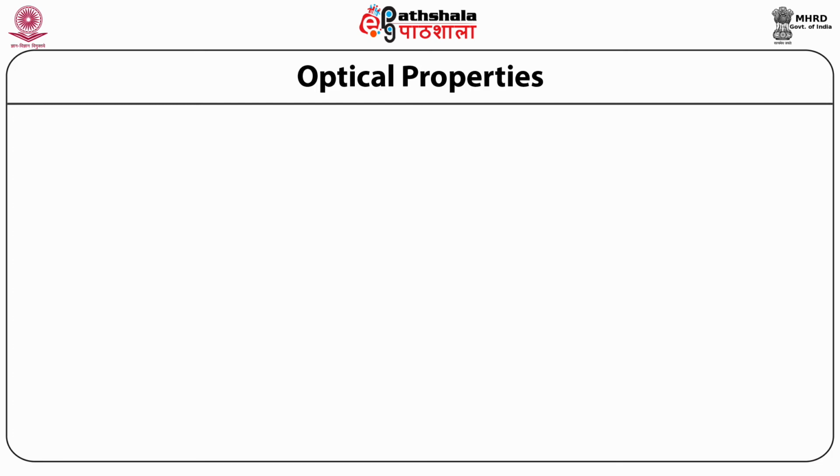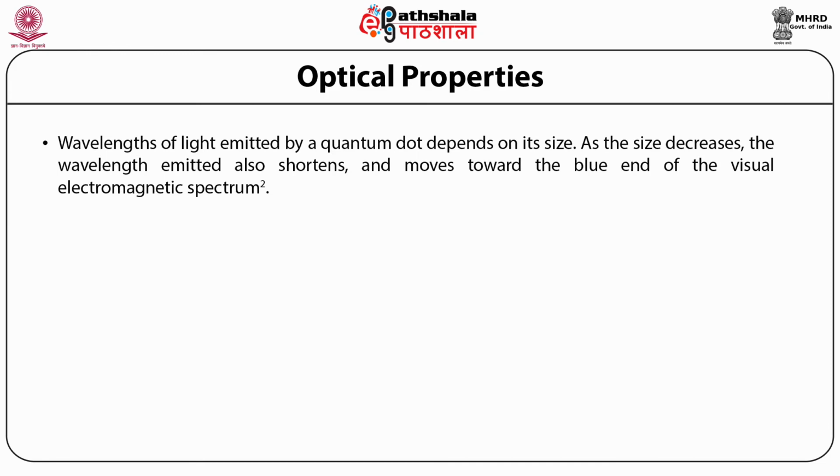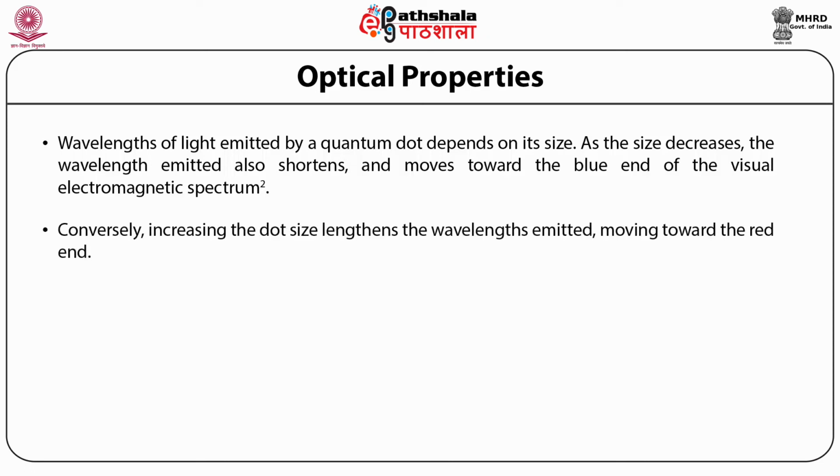So let's discuss first the optical properties. The wavelength of the emitted light in a quantum dot depends upon its size. We have discussed this earlier. With decreasing the size of the dot, the wavelength of the emission shortens and demonstrates a blue shift in the electromagnetic spectrum of the visible light. Similarly, when the size of the quantum dot is increased, the wavelength experiences a red shift.